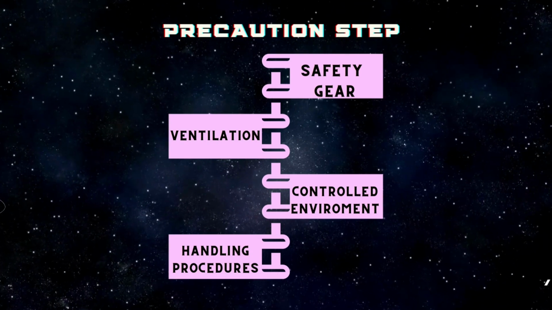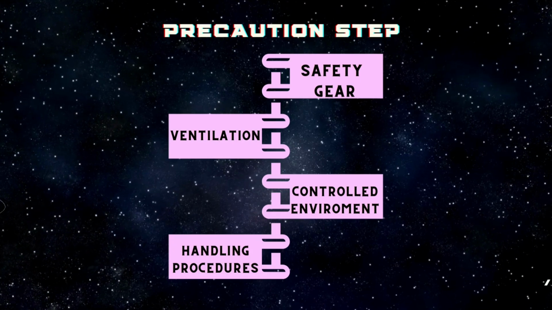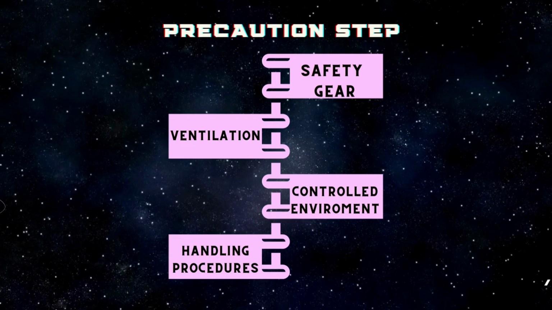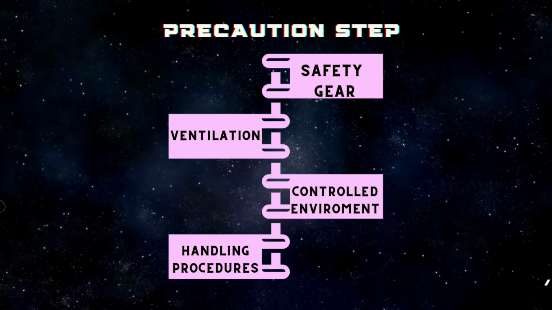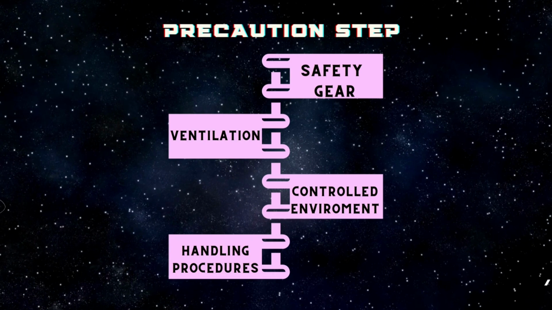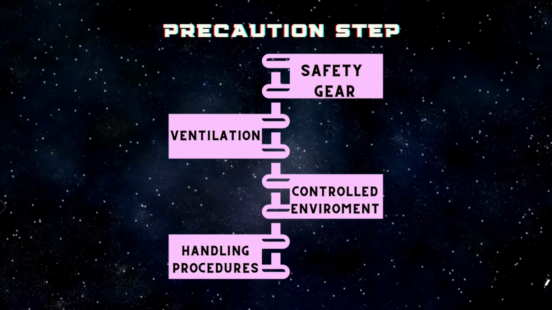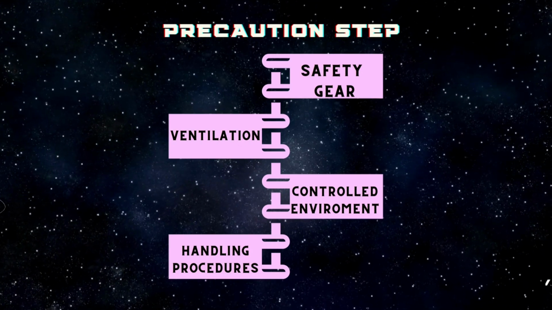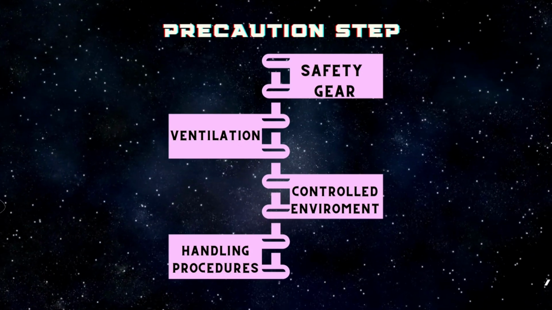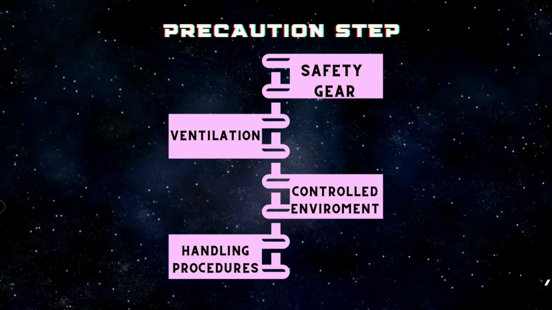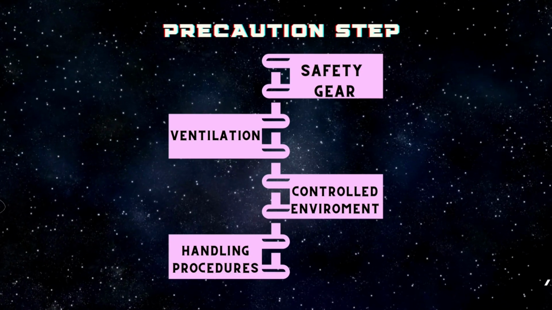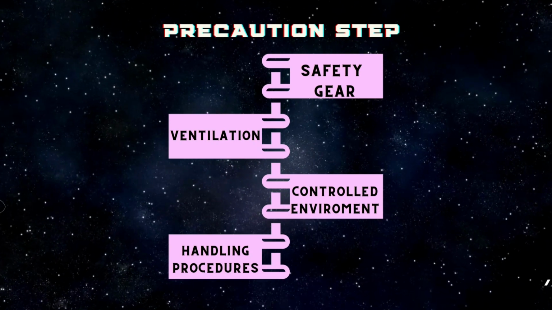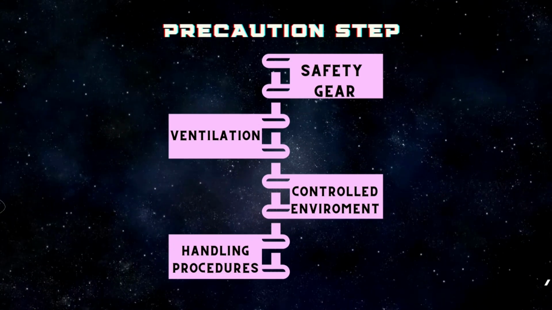Ventilation. Ensure the experiment area is well ventilated or use a fume hood when working with these dyes. Control environment. Conduct the experiment in a controlled environment to maintain consistent conditions and observe any change in the dye's concentration. Handling procedure. Follow proper handling procedure for the dyes and fruit peels, including precise measurements and consistent methods for applying the fruit peels to the dyes.